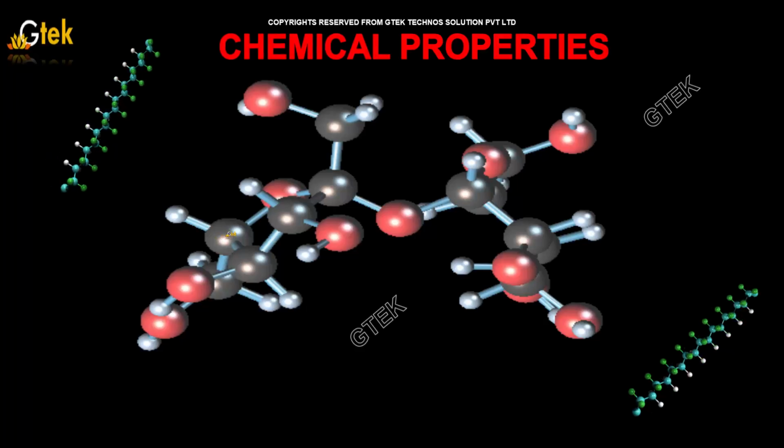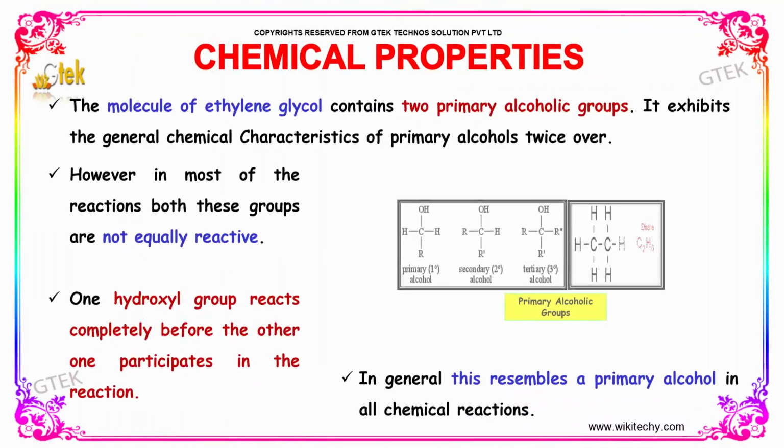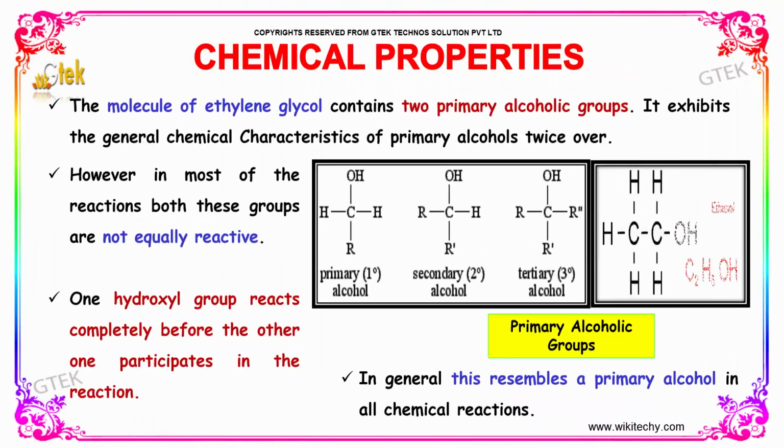Now let us discuss the chemical properties. The molecule of ethylene glycol contains two primary alcoholic groups. It exhibits the general chemical characteristics of primary alcohols twice over. However, in most of the reactions, both these groups are not equally reactive.